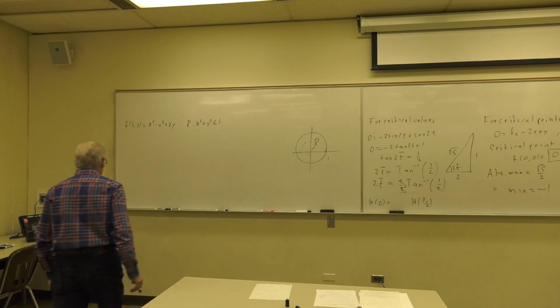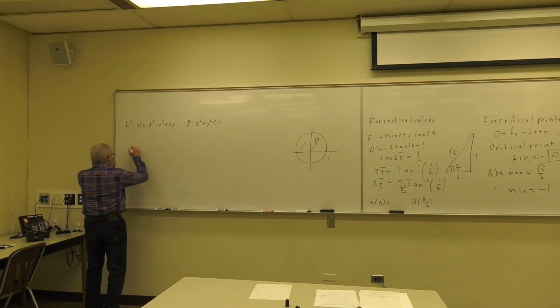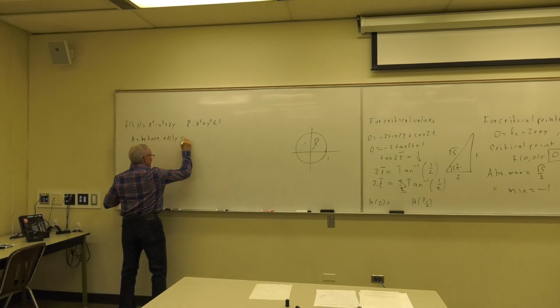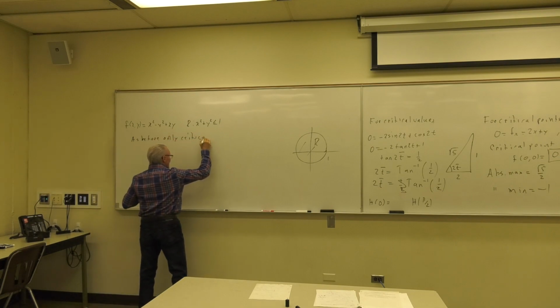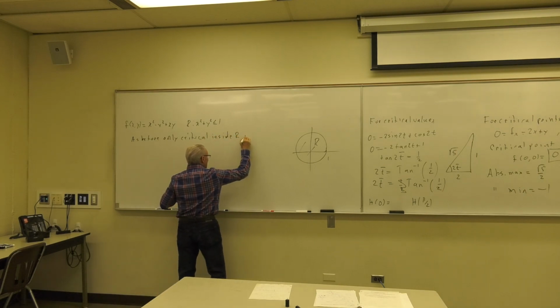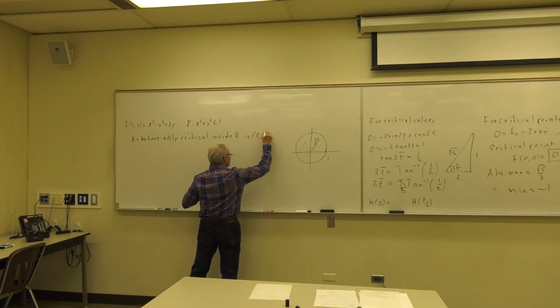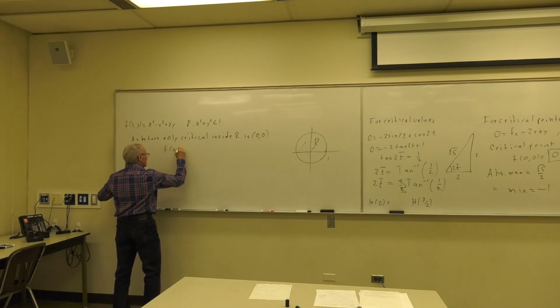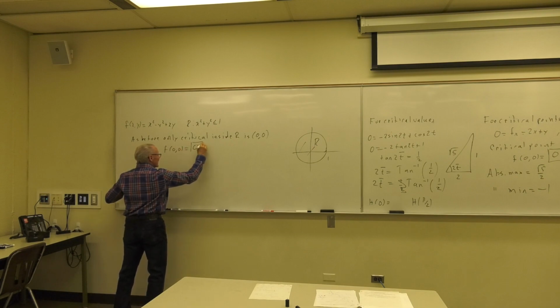Let's see. All right? So as before, the only critical point inside R is 0, 0. Did that before. And so we'll put f at 0, 0 is equal to 0, that guy's in the box.